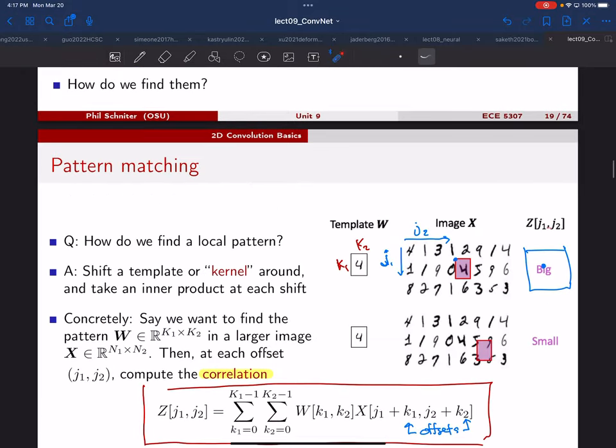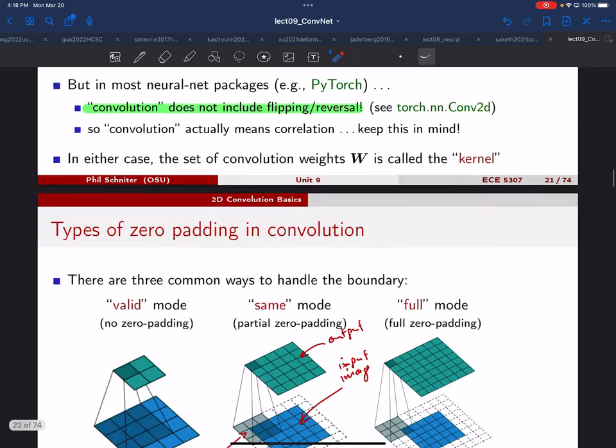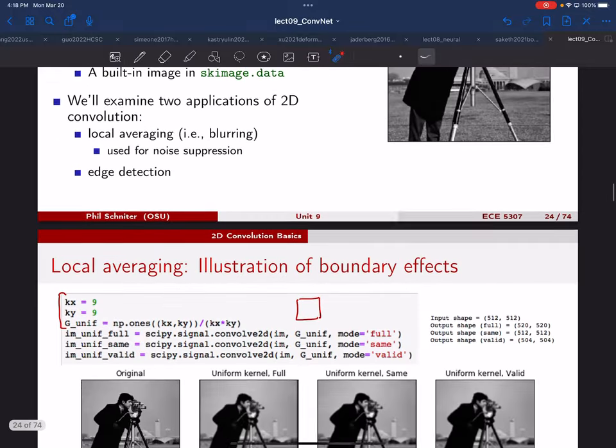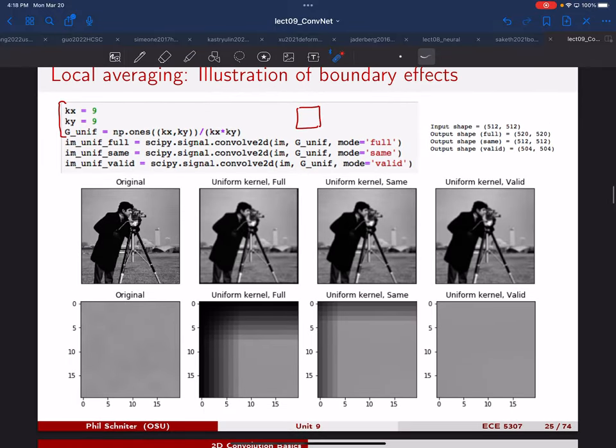That template's kind of boring. It just has all equal pixels. When you move it somewhere and you do that inner product, you're just going to be averaging all the pixels in the image underneath it and reporting the average pixel over here. So that's what it's doing. As you shift it around, it just tells you the average of what's underneath it. Okay, so that's this. It's simple, but it does have an application.